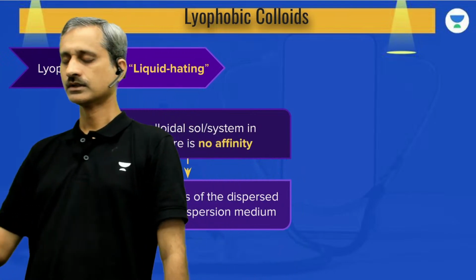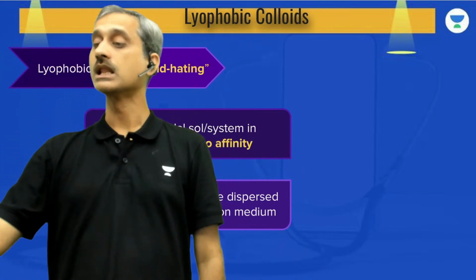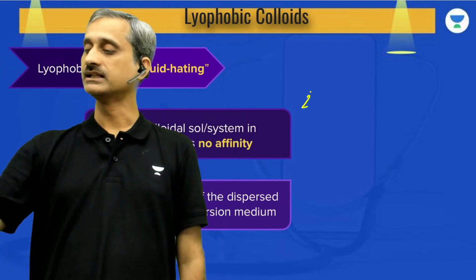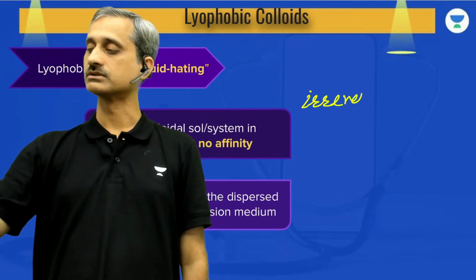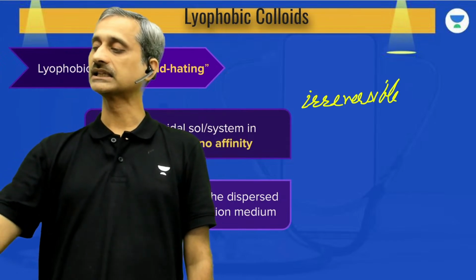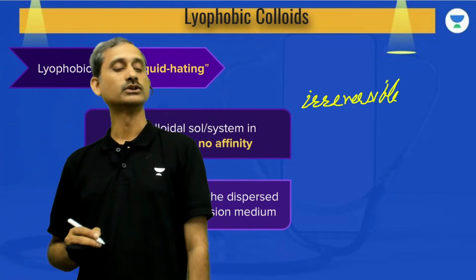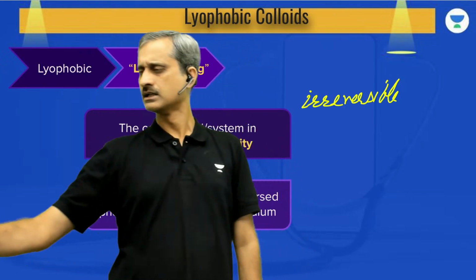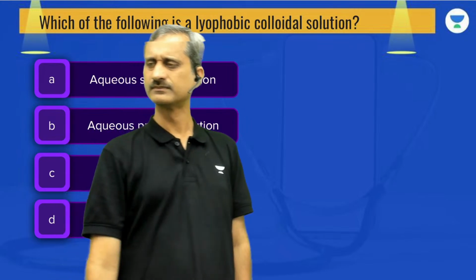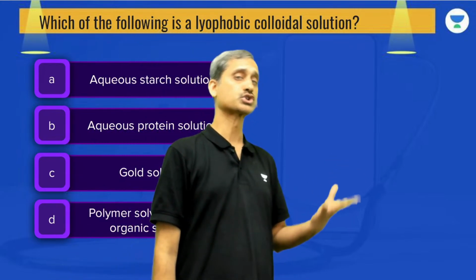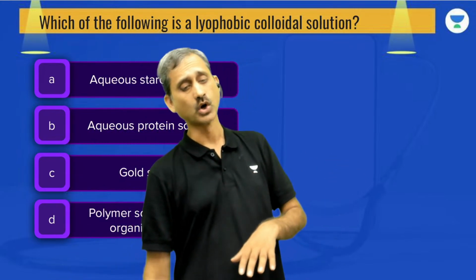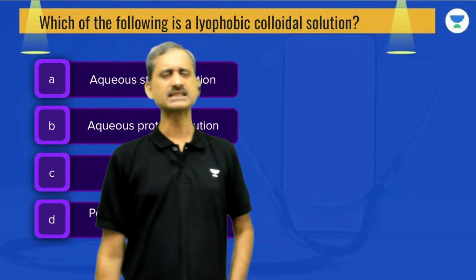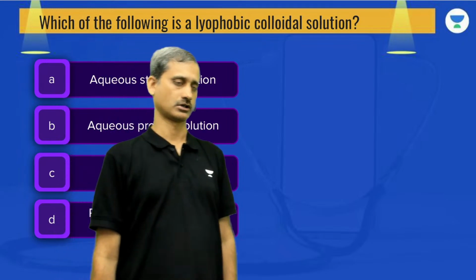Is that clear? So that is what we have as the lyophobic colloids. And quite obviously, these are irreversible. Once they settle down, they do not go back into the colloidal state. Is it clear? And there are so many examples of these, like gold sol, like oil in water. Clear? All the metal salts, these are lyophobic colloids.